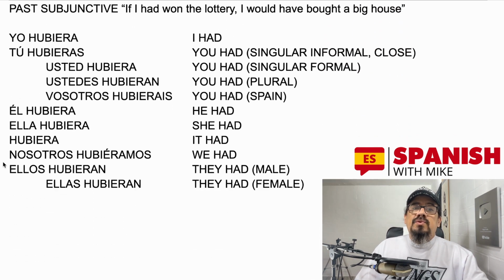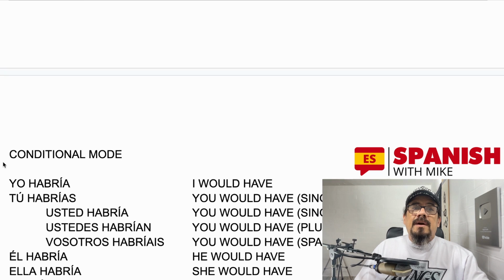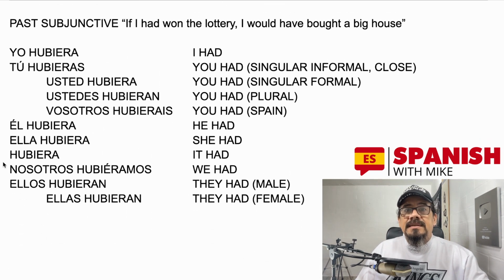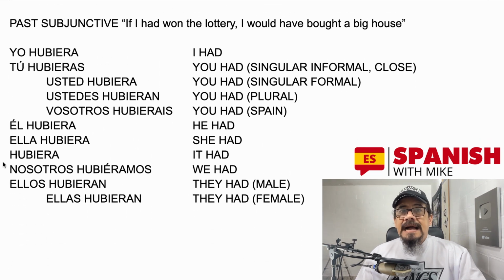And we move to, I think this is the last one. Oh no, the last one is the conditional. We move to the past subjunctive, which is basically the third conditional. If I had won the lottery, I would have bought a big house. The first part: yo hubiera, I had. Tú hubieras, you had, singular informal. Usted hubiera, singular formal.